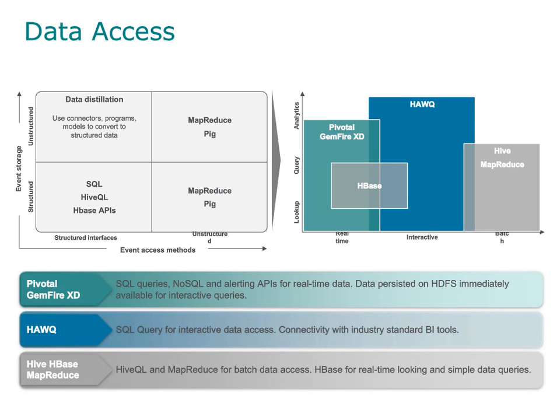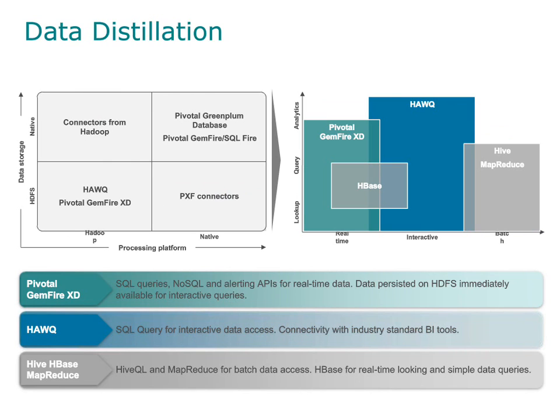And then lastly, on the data distillation tier, how do you cleanse this data a bit for the business to use it? There are different tools here. A lot of customers are using HAWQ for that cleansing aspect. A lot are using MapReduce, and a lot are using Pig. And then there are also third-party tools that we're partnered with, like Datameer, et cetera, that can help with some of the data prep and that data distillation.